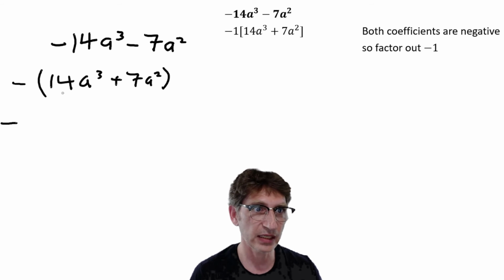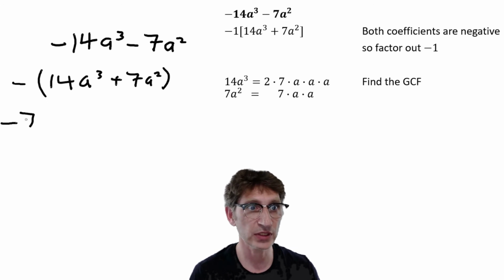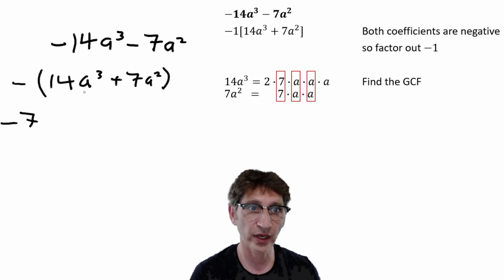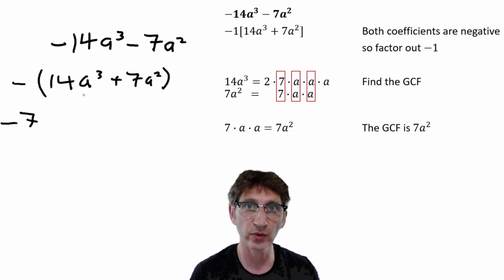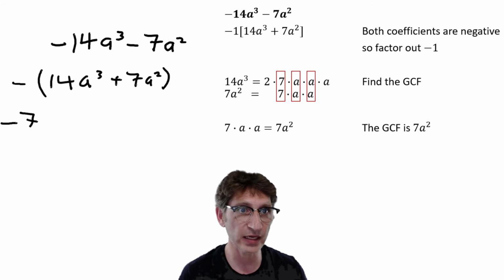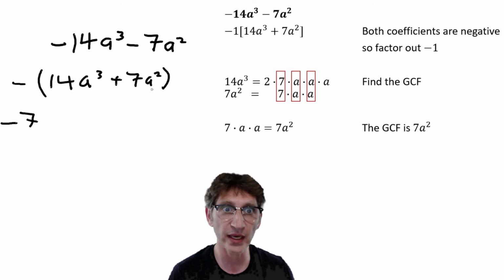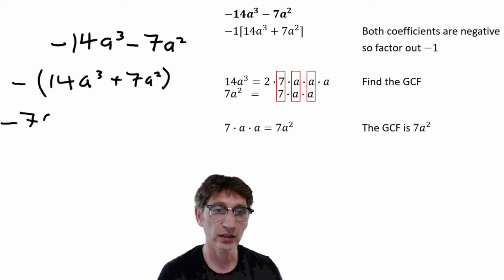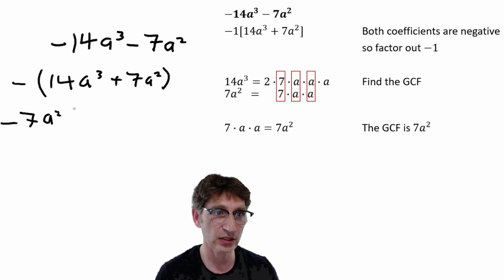I've already taken care of it. So I've got my negative. What is the greatest common factor of 14 and 7? It's 7. What's the greatest common factor of a to the third and a squared? The biggest number of a's we could fit into 3 a's and 2 a's is a squared. So I'm going to factor out the a squared. Now what's left inside the set of parentheses? 7 goes into 14 twice. I started with a to the third. I took out 2 of those a's, leaving me with a single a left.